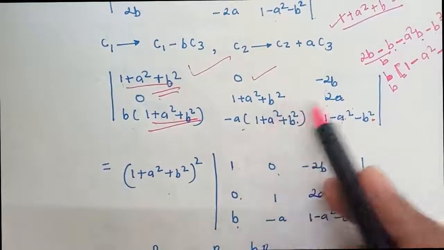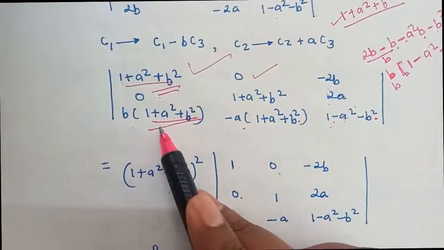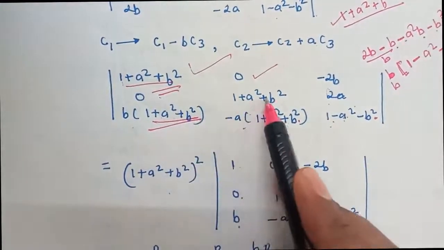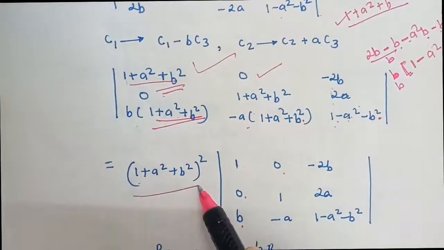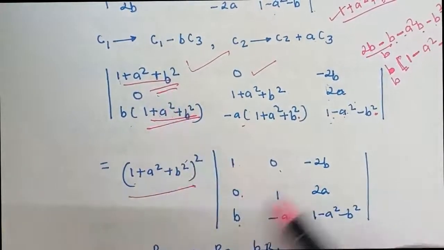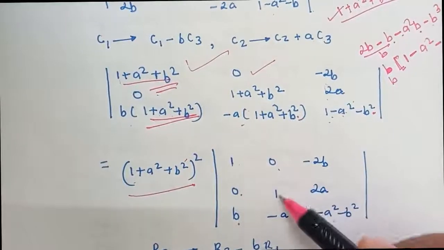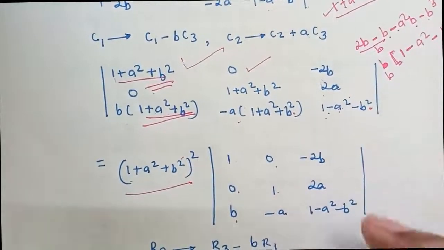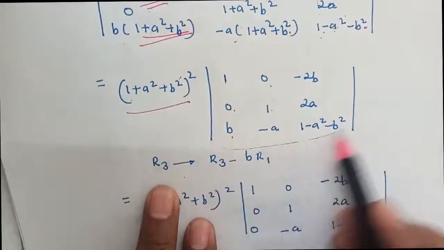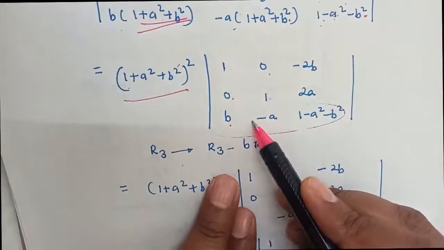Now from here also I can take it. From here I took 1 plus a square plus b square, from here also 1 plus a square plus b square, so it will become 1 plus a square plus b square bracket square. So here will remain 1 0 b, here will remain 0 1 and minus a, here will be as it is. Now R3, again I will change R3 as R3 minus bR1.